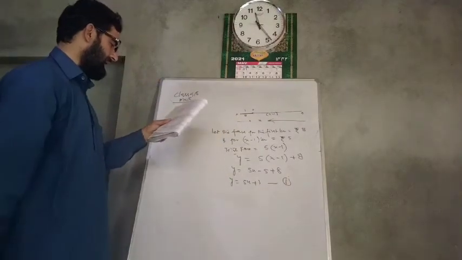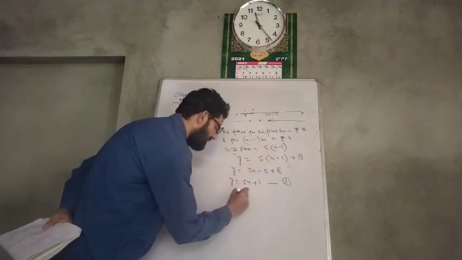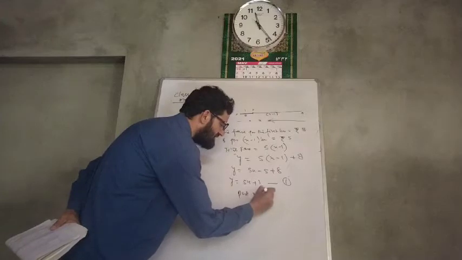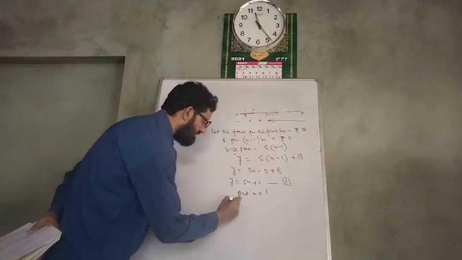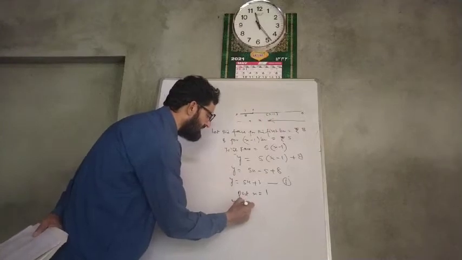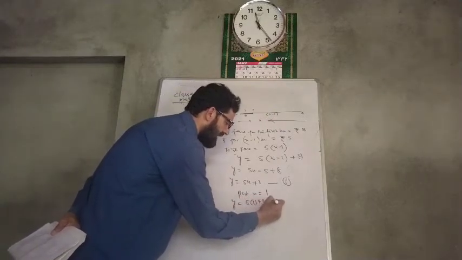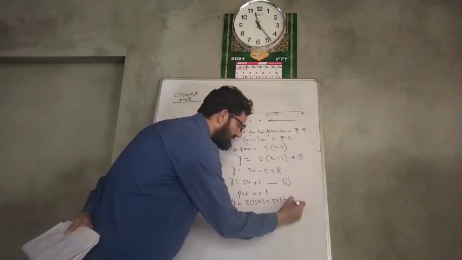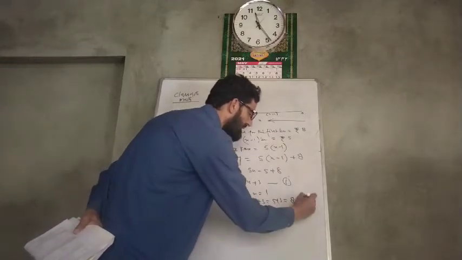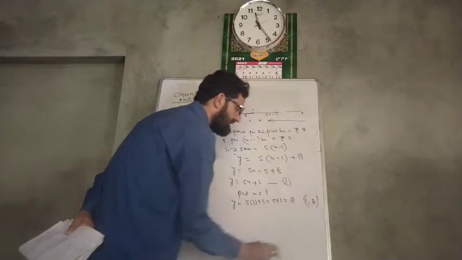Now putting x is equal to 1, what is our y? What will be the fare for the first kilometer? This is 5 into 1 plus 3, which is 5 plus 3, and 5 plus 3 is 8. So when x was 1, what is y? For 1 kilometer, the fare is ₹8.